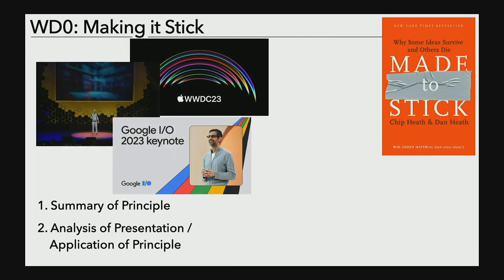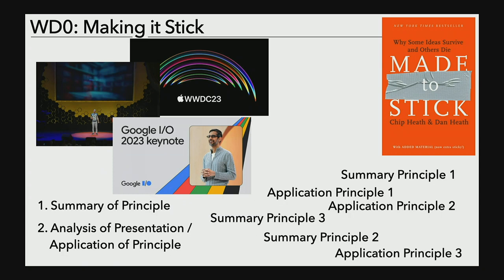All right, so let's jump to WD0, the assignment that should be on your mind, because it's the first one up in the course. Essentially we said we're doing a summary of a principle and an analysis of the presentation or an application of that principle. And we're doing that 3 times, right? So essentially we've got summary of principle 1, application of principle 1, summary of principle 2, application of principle 2, summary of principle 3, application of principle 3. So those components.